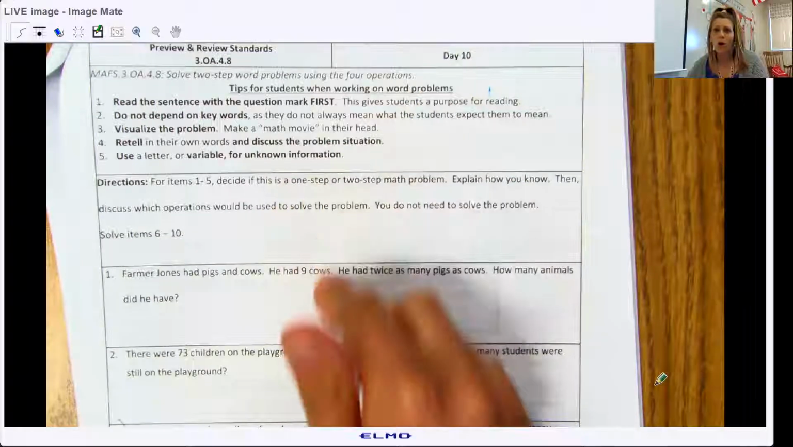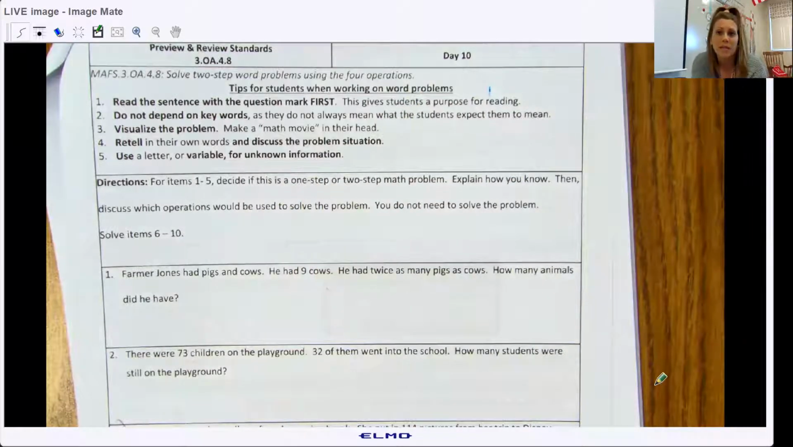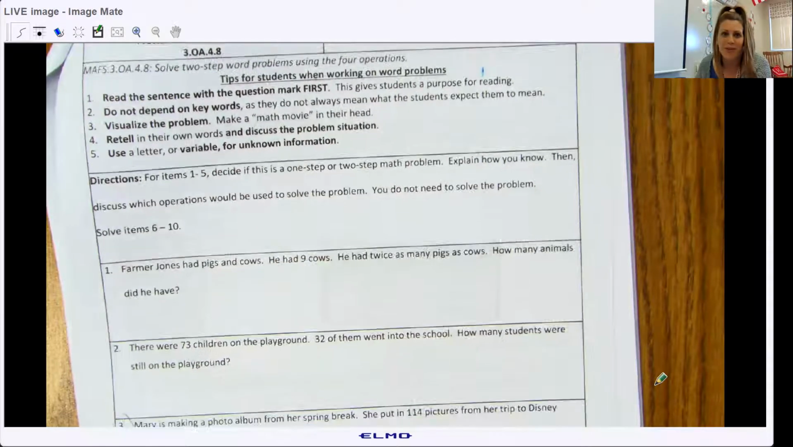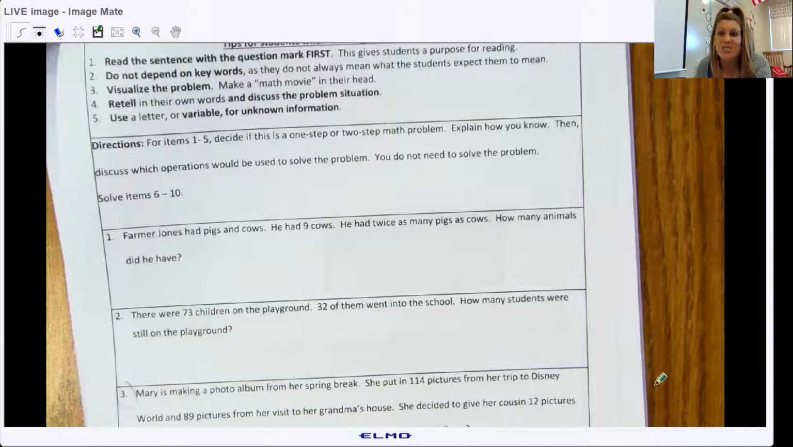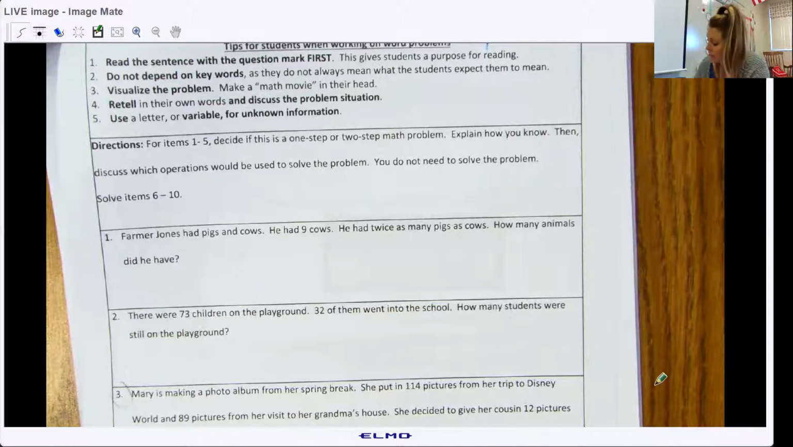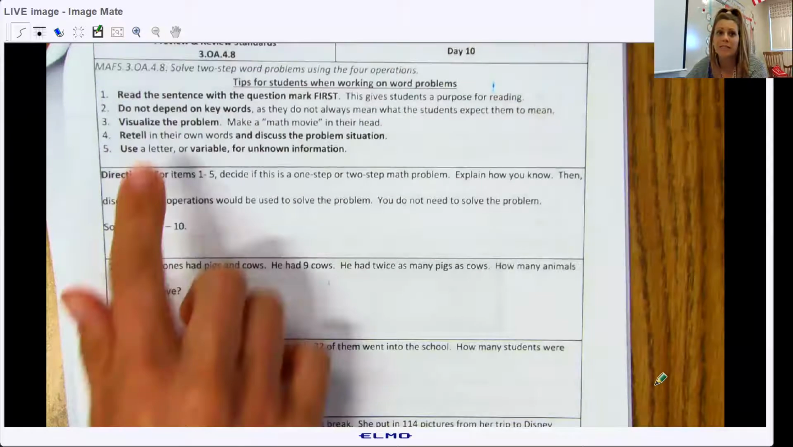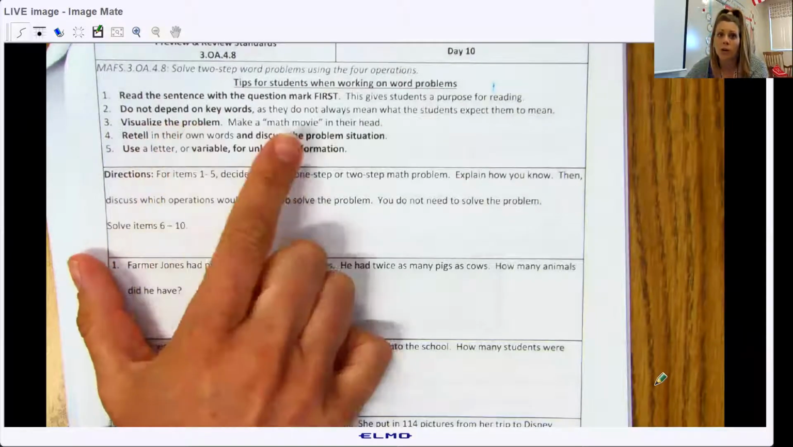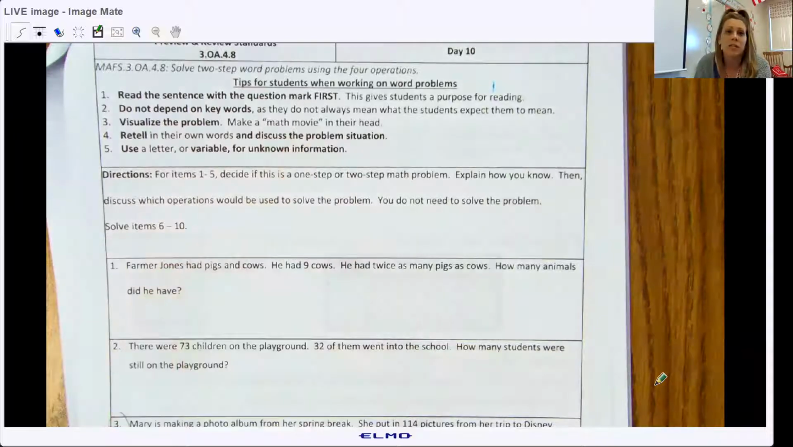And this is all with word problems. Some are going to be 1-step, some are going to be 2-step. The great thing about the first page is we don't even have to solve any of the problems. We just have to decide how many steps and what operations, okay? They also give us some great tips when working on word problems. So let's go ahead and read those together before we start today.